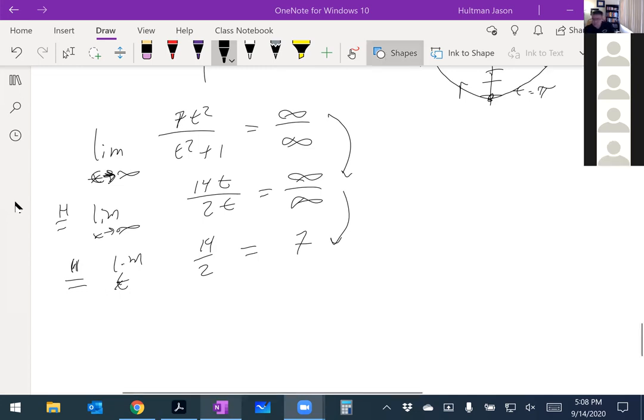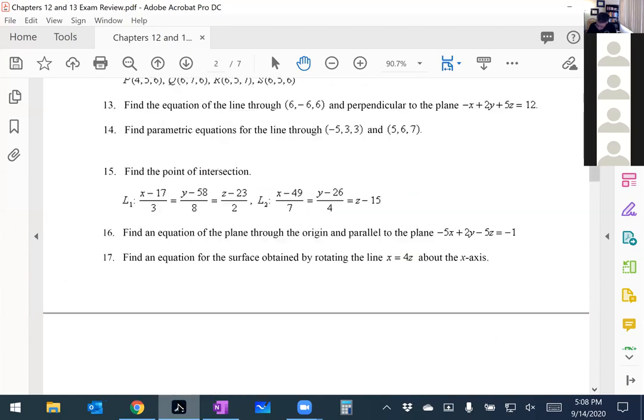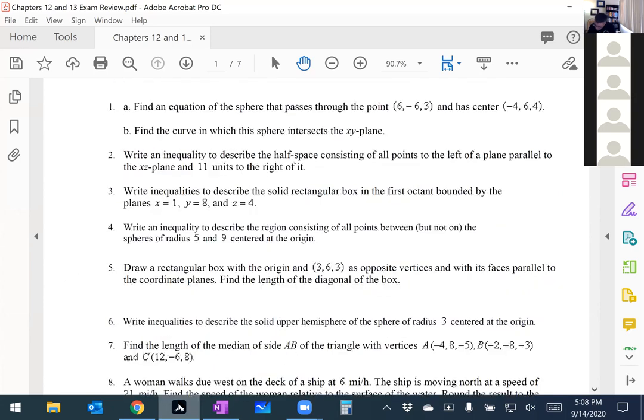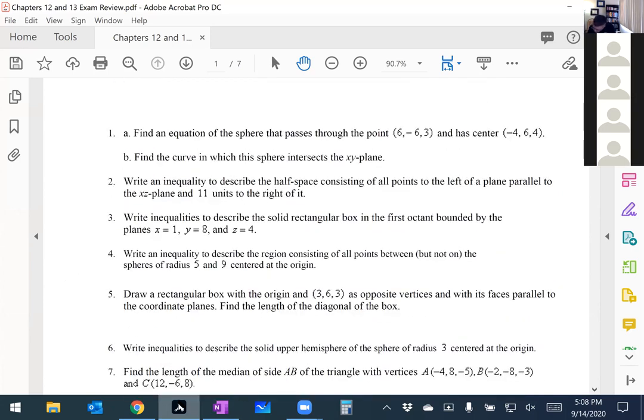Could you help do number 4 on chapter 12? Yeah, help you set it up. What was number 4? Oh yeah. Okay, so number 4. Write an inequality that describes a region containing all points on the spheres of radius 9 and 5 centered at the origin.